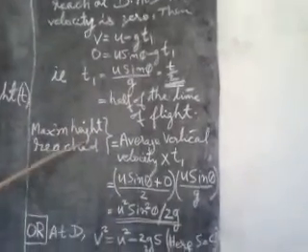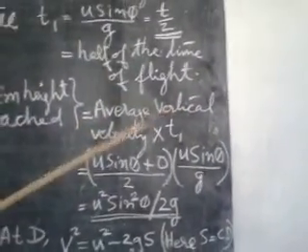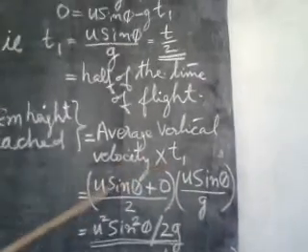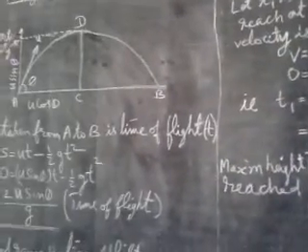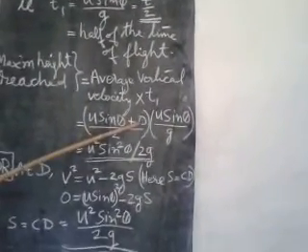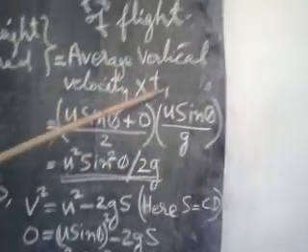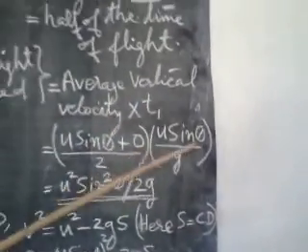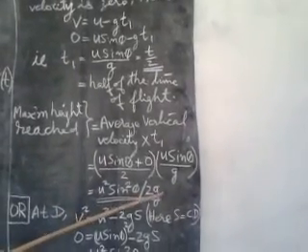Then the maximum height reached can be found by average vertical velocity into t1. Average vertical velocity means initial vertical velocity plus final vertical velocity by 2. Average is u sin theta plus final vertical velocity 0, all divided by 2, into t1. With t1 equals u sin theta by g, you get u square sin square theta by 2g. This is the maximum height reached.